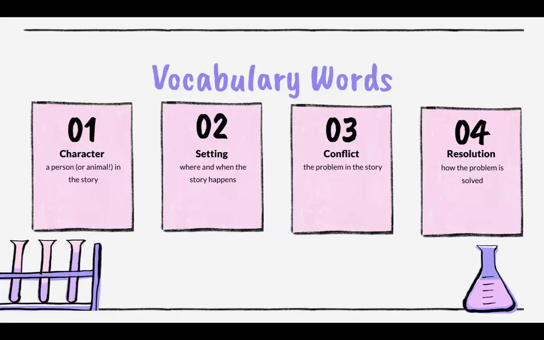Then we have conflict, and the conflict is just the problem in the story. It is what happens when something goes wrong. Now we have the resolution, which is how the problem is solved. What did we do? What did the characters do? What happened to fix the problem that was presented by the conflict?